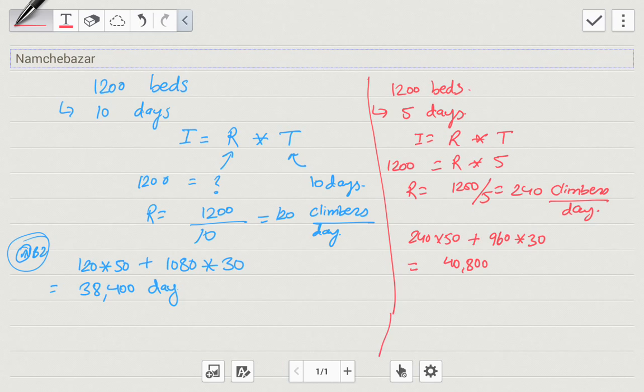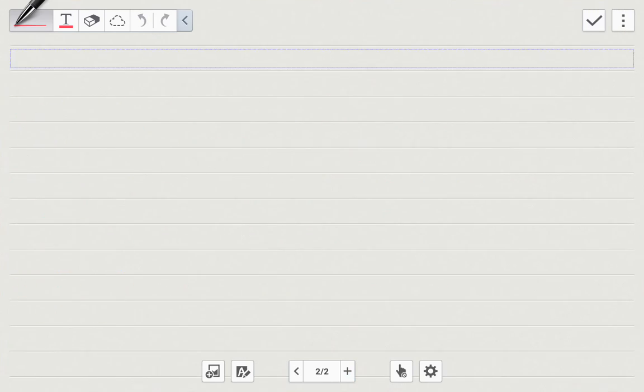So the difference is 40,800 minus 38,400, which is 2,400. There's a slightly different way to think about this problem, and you should get the same answer. Let me give you a quick hint on how this different approach would be.